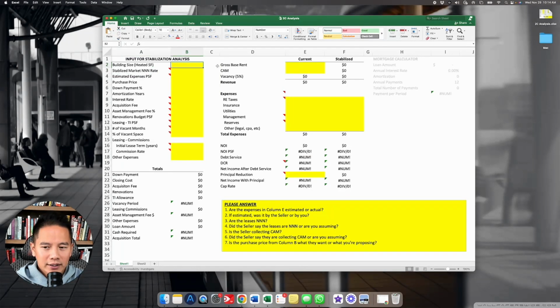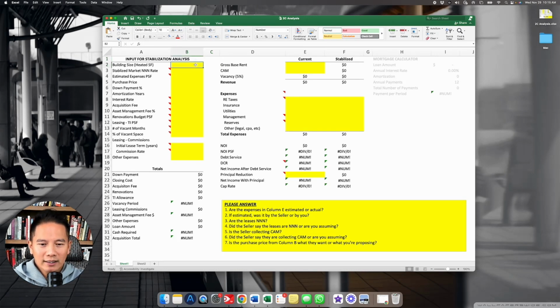Now, although the yellow boxes are all you need to change and everything else is formulated already, it doesn't mean you can't change it. I don't recommend it unless you know what you're doing, but there's no password protection on any of this. So if you want to change it, feel free. Just know that if you change it, you don't want to override the original document because it's something that you're going to want to go back to and use over and over again.